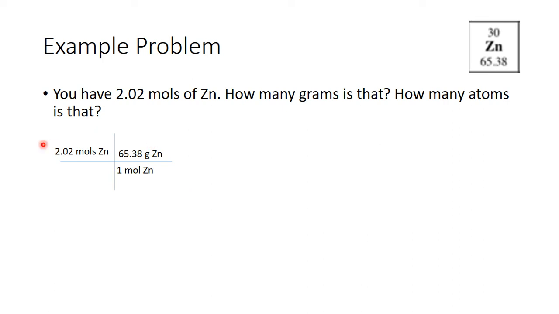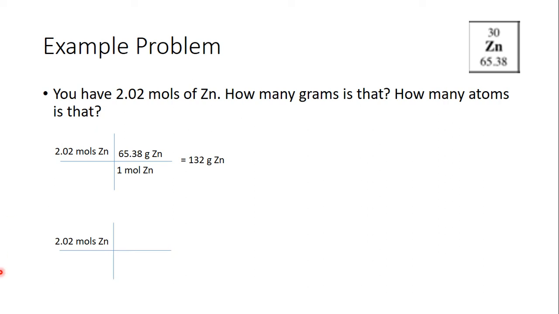We multiply the top together, divide by the bottom. You see our moles cancel out, and our answer is 132 grams of zinc. Our answer has 3 sig figs because that's how many sig figs were given to us, and our units are grams of zinc. Okay. How about how many atoms are in this 2.02 moles of zinc?